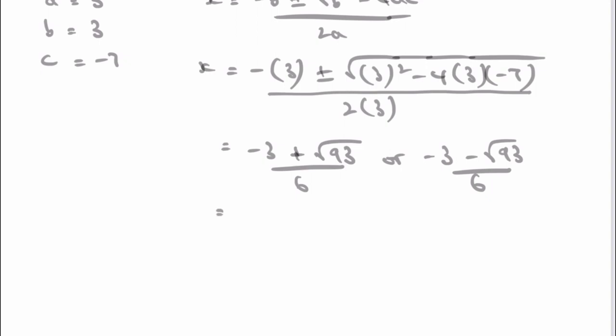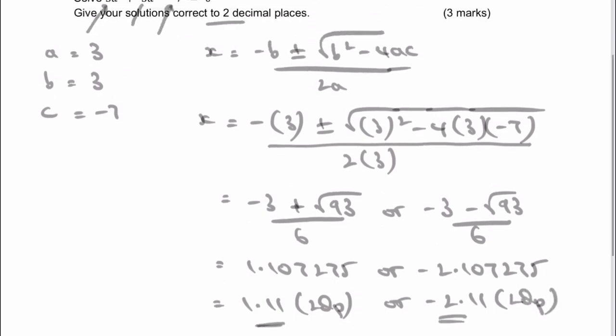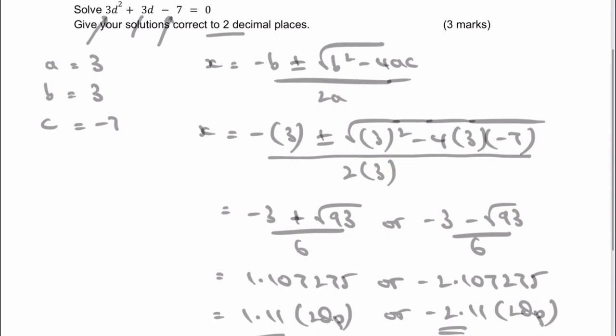The first one is going to be 1.107275. The second one is going to be minus 2.107275 as well. So to 2 decimal places, the answer to the question will be 1.11 or minus 2.11, and that's again to 2dp. Okay, and that would be the answer to this particular question.